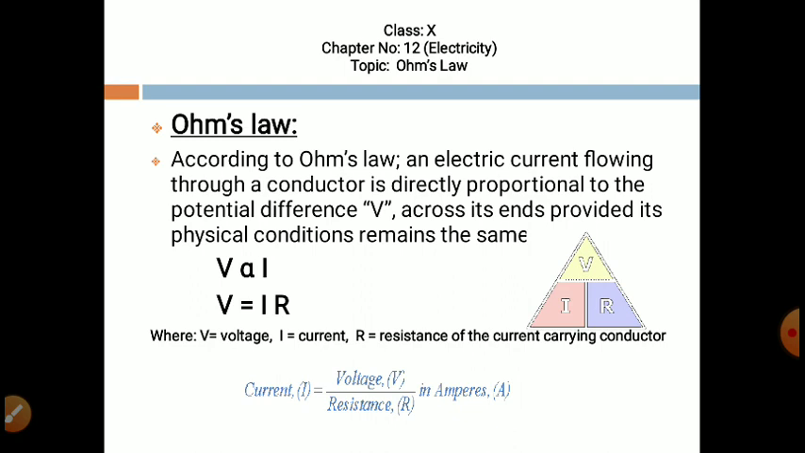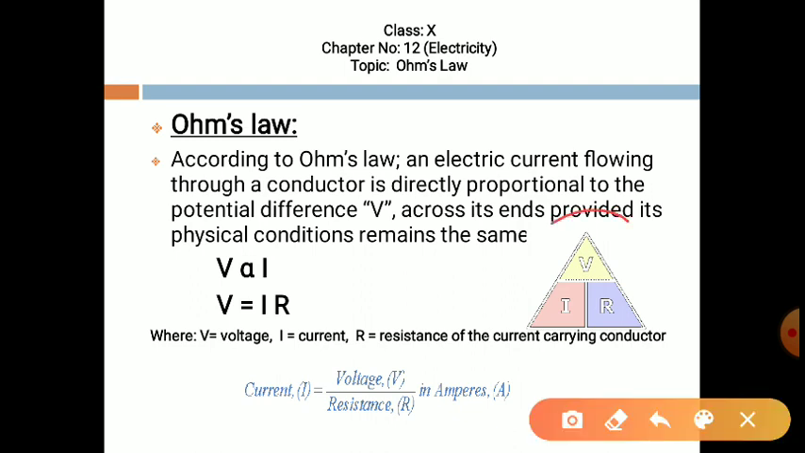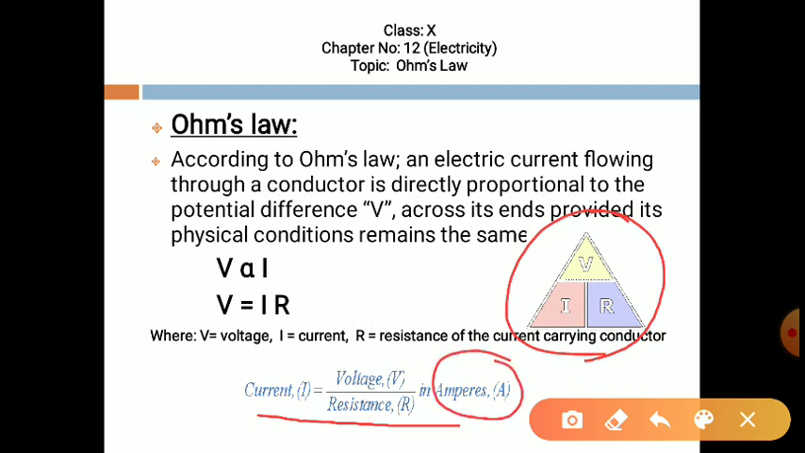So from here we come to a conclusion and we write V, I and R in form of a triangle. In further slides you may see the benefit of this triangle, where V represents voltage, I represents current, R represents resistance. And here is the formula: I is equal to V by R, or V is equal to IR. The unit of current is amperes, represented by capital A.